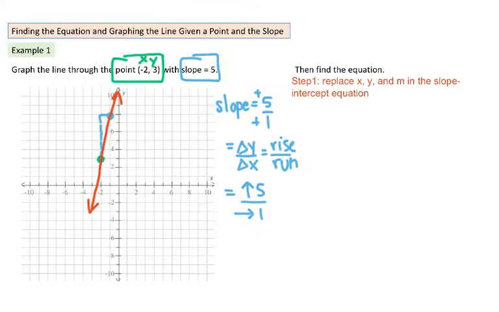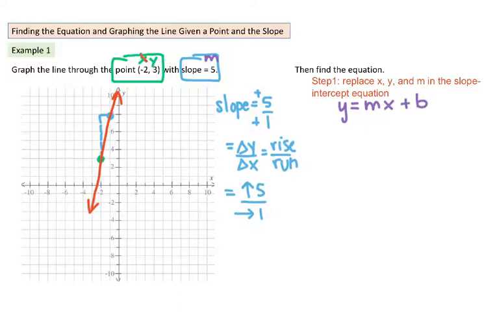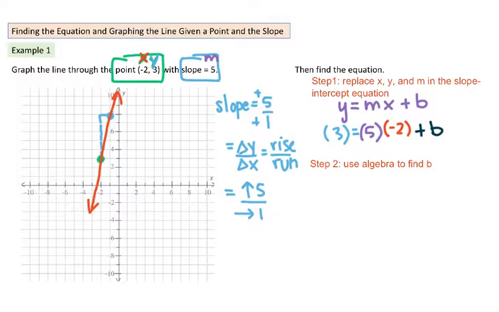Okay, so the first step is that you're going to replace the given x, the given y, and the given slope, so that's m, in the slope-intercept equation. So if you remember, slope-intercept is y equals mx plus b. So the given x is -2, that's going to go here. The given y is 3, that's going to go here. And the given slope is 5, that will go here. Now we still don't know b, and that's fine. So that was step 1.